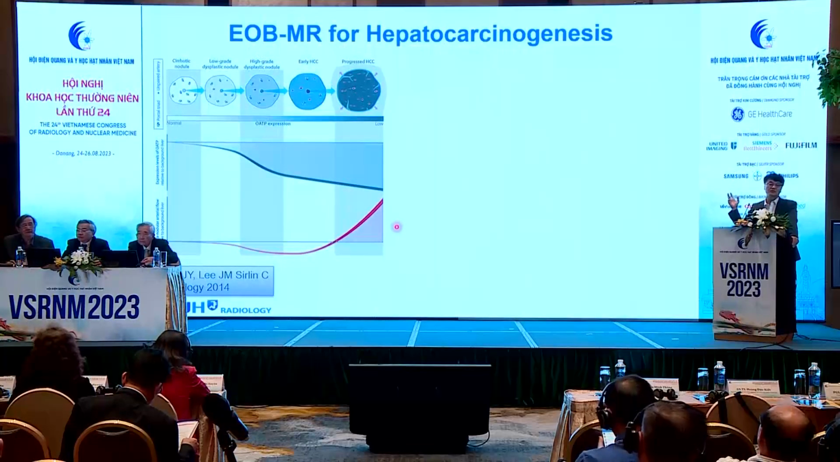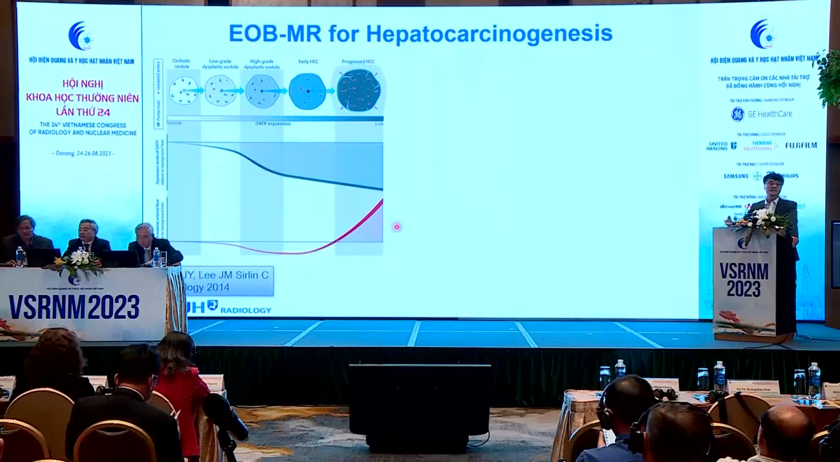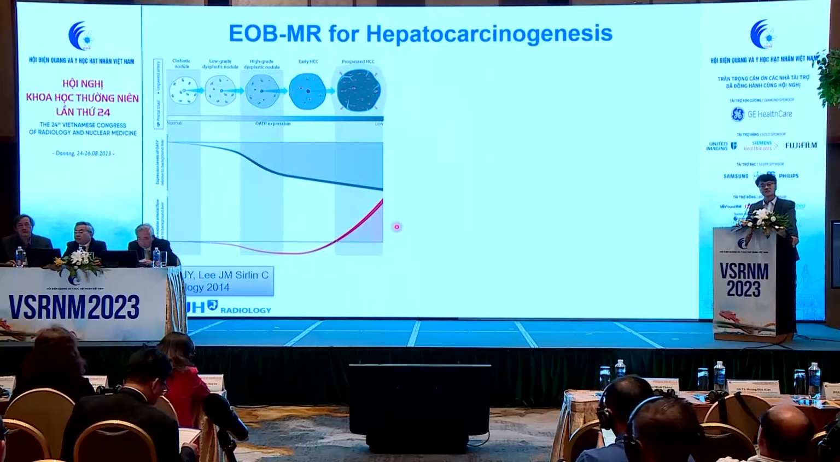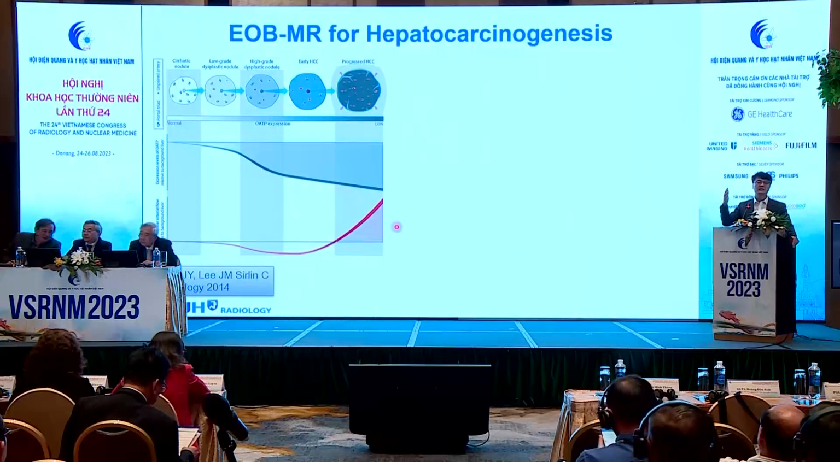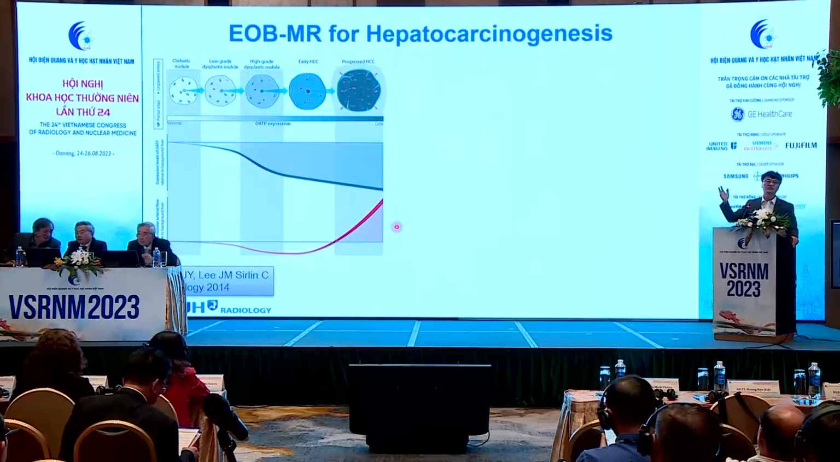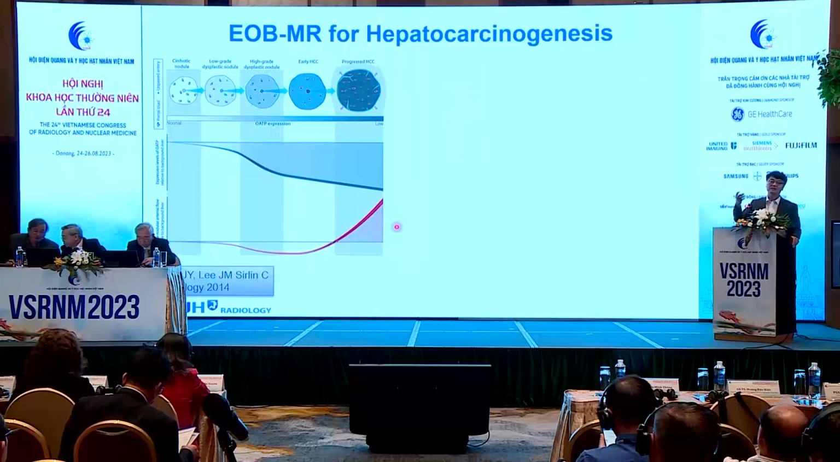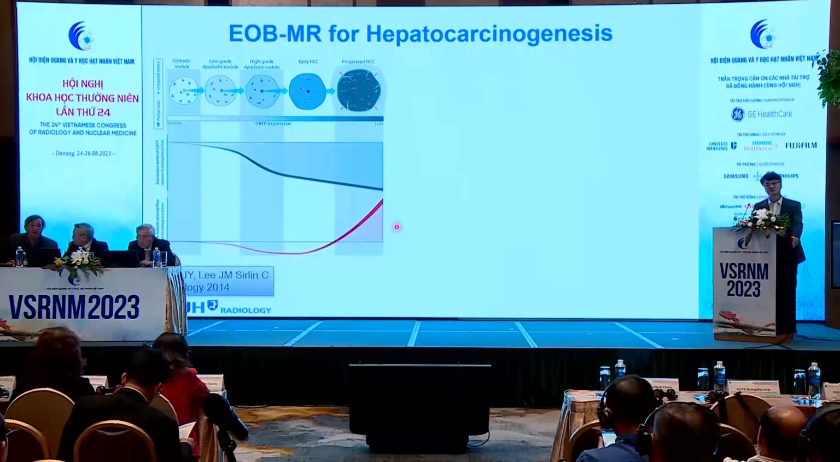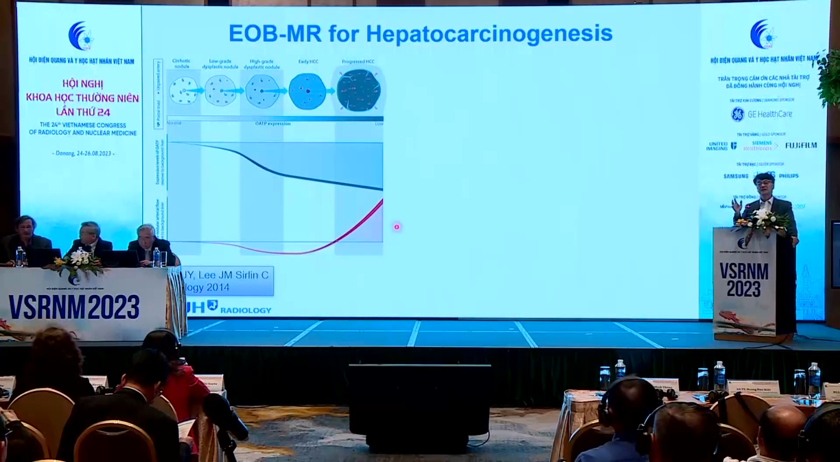And during hepatocarcinogenesis, the HCC usually develops through multiple steps from DN, high-grade DN, early HCC, and finally progressed stage HCC. During the hepatocarcinogenesis, initially arterial blood flow may decrease, and then at the final stage, it increases. So if you see arterially enhancing HCC, that's already progressed stage HCC. Then before that stage, how can we detect such kinds of lesions?